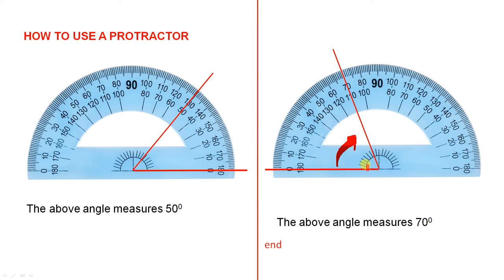And then what you do, you just read around that way. So you start from the 0 and you go around this direction here, and you will see that this particular angle measures 70 degrees. So you can see how you can measure angles that go either that way or this way.